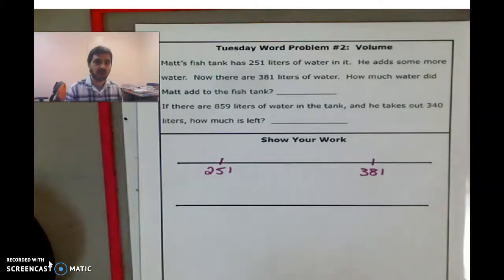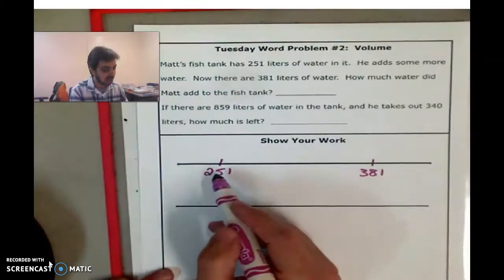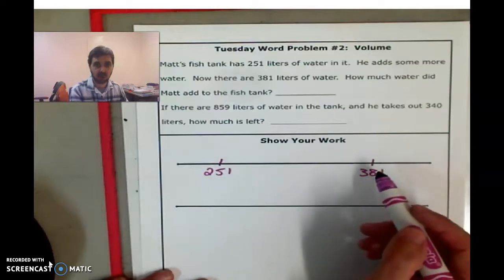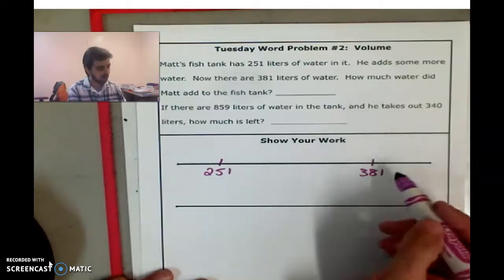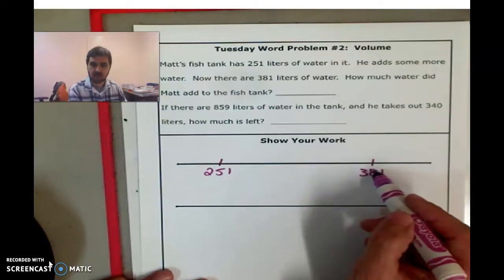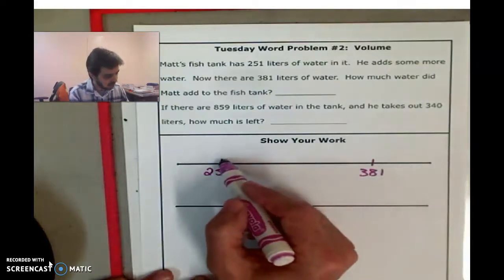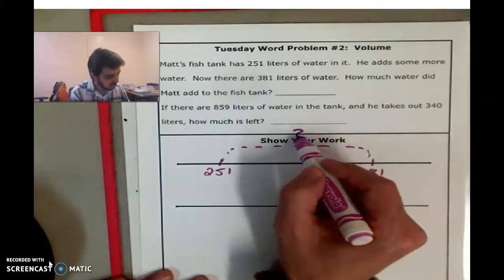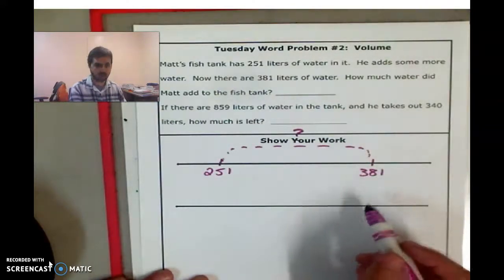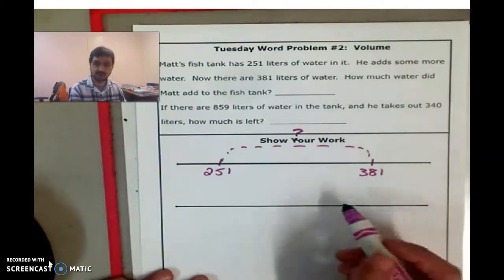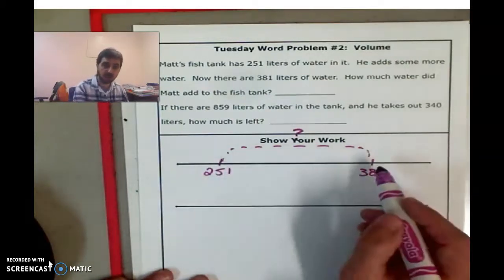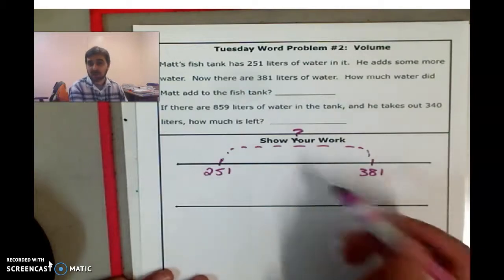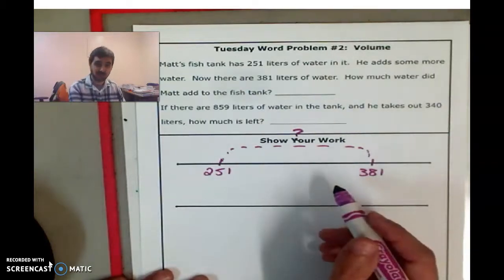Matt's tank had 251 liters and he added more water. We don't know how much. But now there's 381. So the question is, what's the distance between these two numbers? That's our question mark right there. So we can either start here and go up or start here and go down. Either way. I kind of like to go up. I'm better at addition, personally.